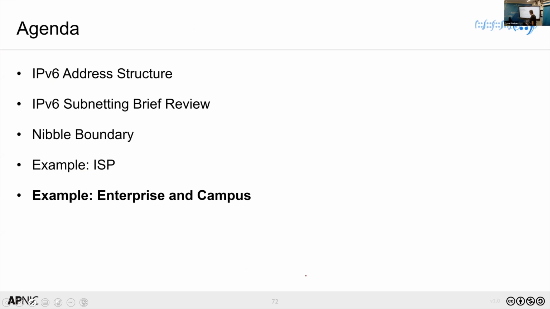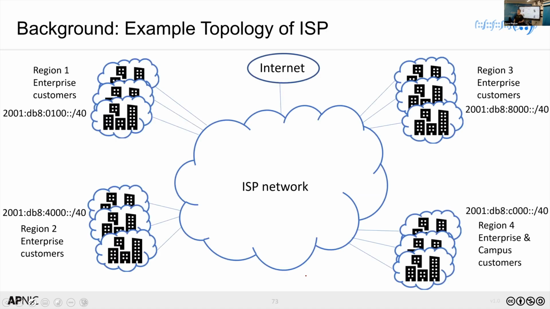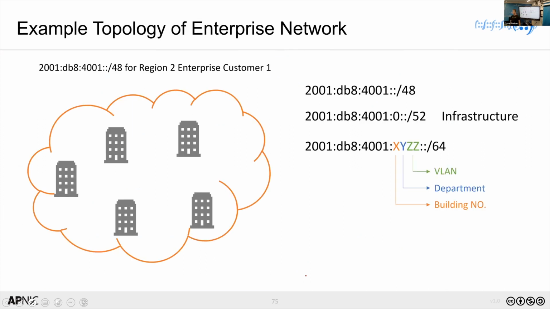So let's look at a sample plan for an enterprise and a campus. This is a pretty basic example. It can work for the majority, but I'm not saying this is for everyone. So our enterprise and our campus networks we're going to talk about are a customer of our fictitious ISP. I'm going to go and have a look at customer 1 down here in region 2. So customer 1 has been given this /48.